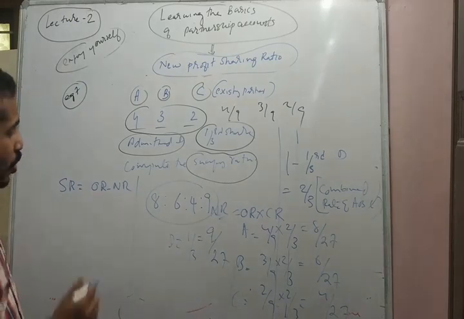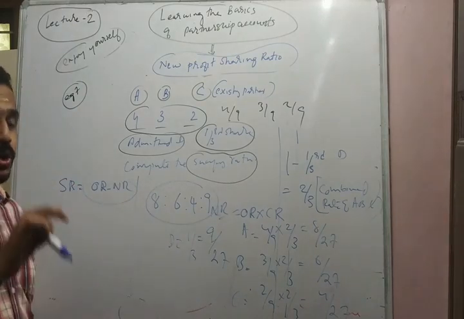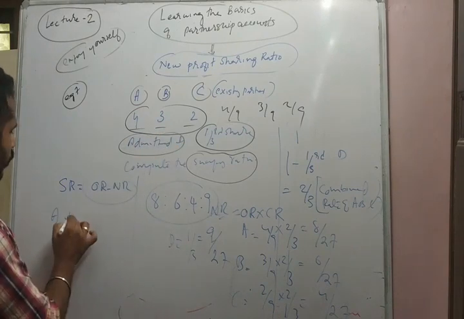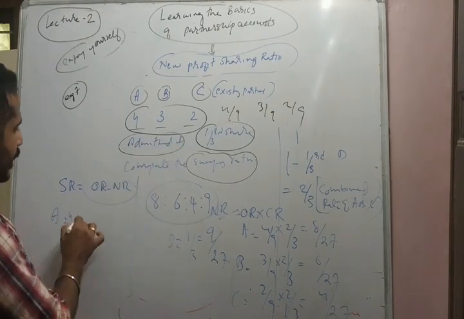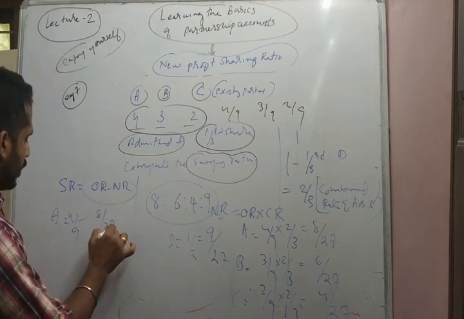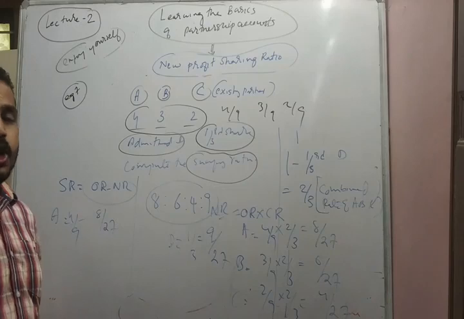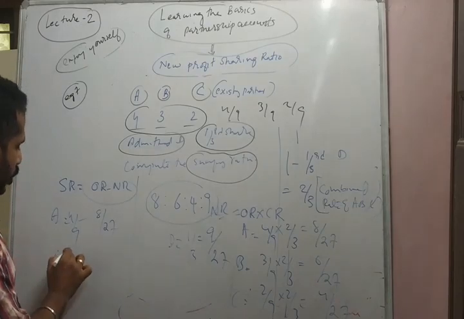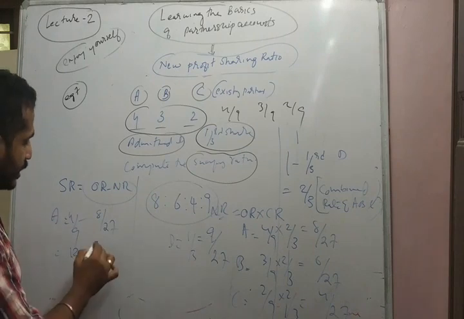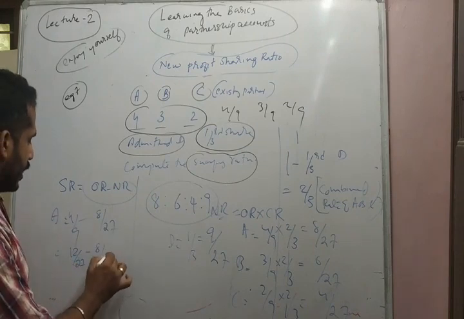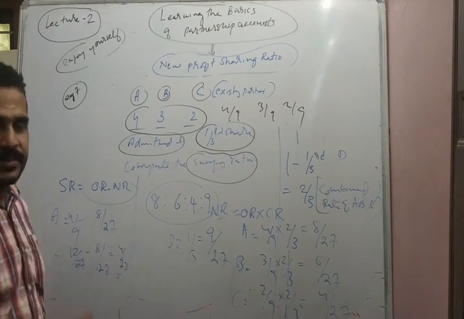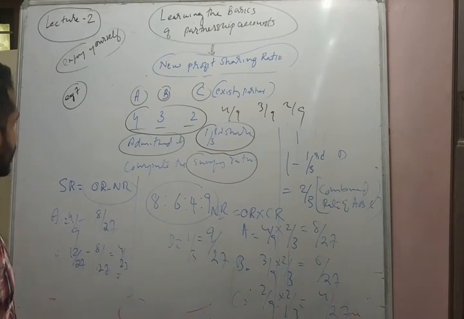What is sacrificing ratio? Old ratio minus new ratio. What is the old ratio of A? 4/9. Okay, minus what is the new ratio of A? 8/27. So this 9 should be converted into 27. Okay, then we will get 12/27 minus 8/27. Then it will be 4/27.